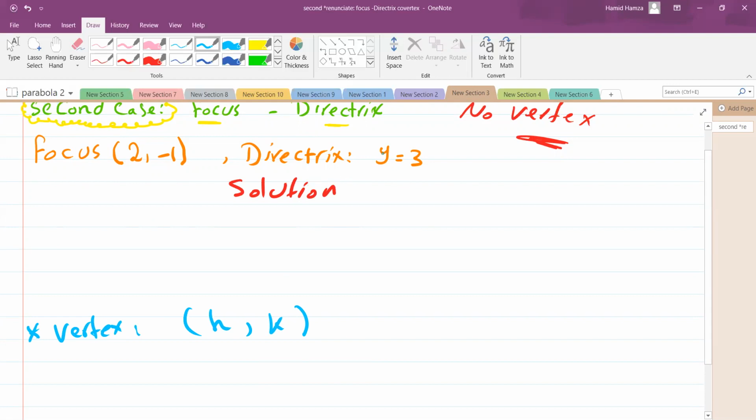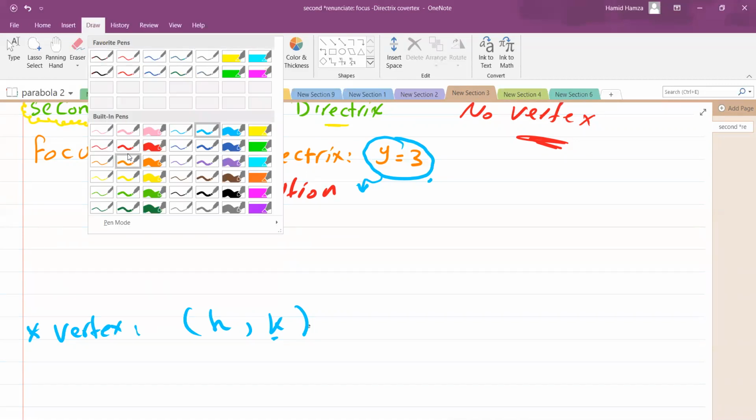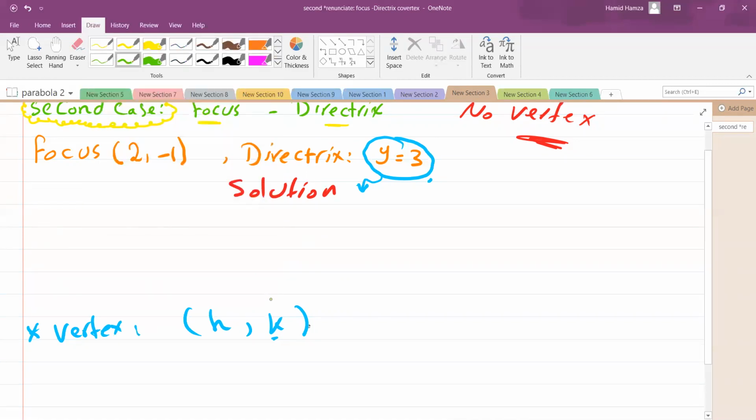Also the directrix, which is Y equals 4, as I mentioned before, tells you to go to the Y part in the vertex. So where is the Y part? We will work with this part. Do you remember if you add B, you will get the focus, which here is 2 and -1.